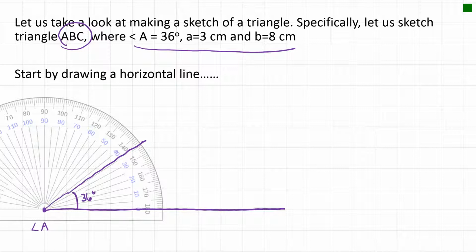And the length of that line is going to be 8 centimeters. Now, why did I not choose 3 centimeters for that length? Because I know that side A has to be across from angle A. So side A is going to be somewhere here, so that's why I'm going to wait with that one. I'm going to let this side be B here. And I'm going to use a ruler and say, all right, that is 8 centimeters.